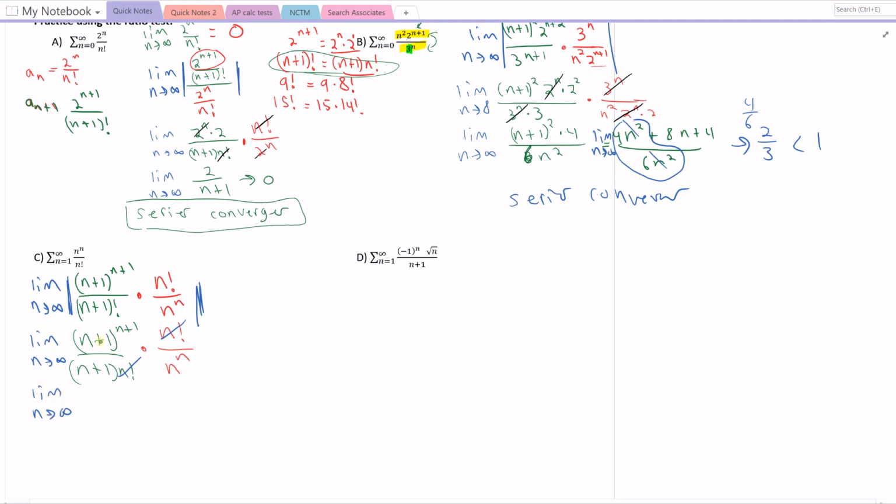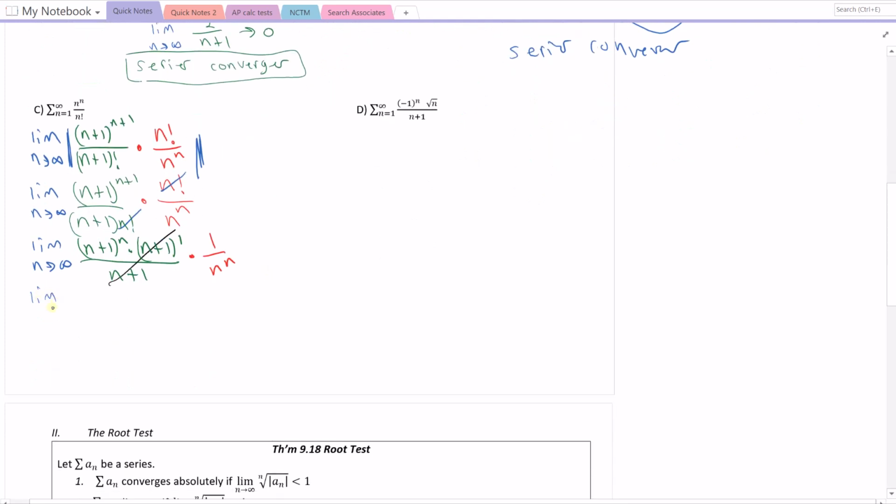So I'm going to go ahead and rewrite this guy. This is going to be n plus 1 to the n times n plus 1 to the 1, and then times, now it's 1 over n to the n. And what that does is allows these two to cancel. And so we have a limit as n goes to infinity of n plus 1 to the n over n to the n. Notice how they have the same exponent, right? This one's going to take a little bit more algebra to do.